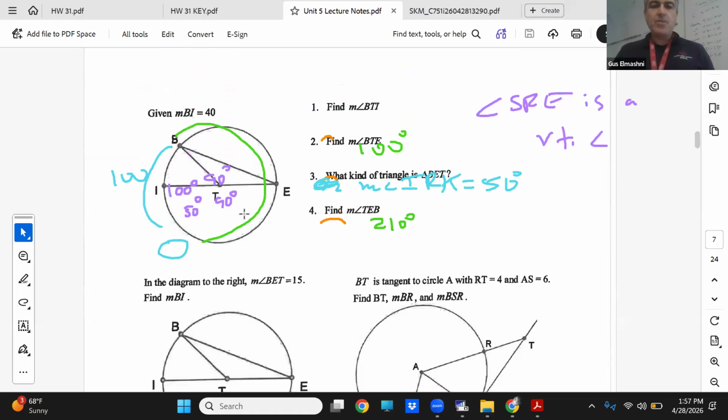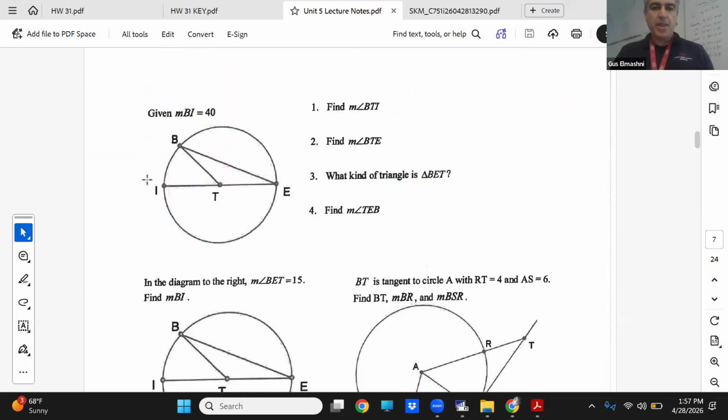All right. Why don't you guys try this one? And actually, let me make sure the labels are fine. So BTI, that's an angle, good. BTE, that's an angle, good. TEB, that's an angle, okay. And measure of arc BI is 40 degrees. Okay, go and try that. I'll be right back.